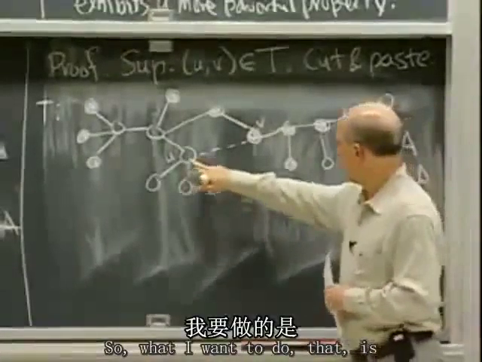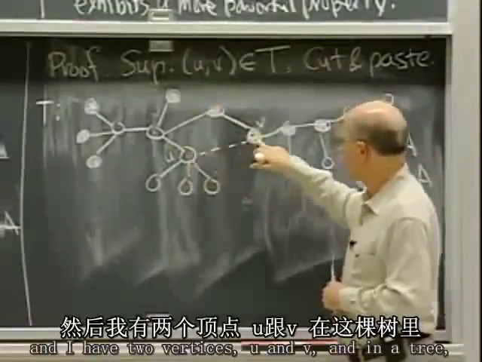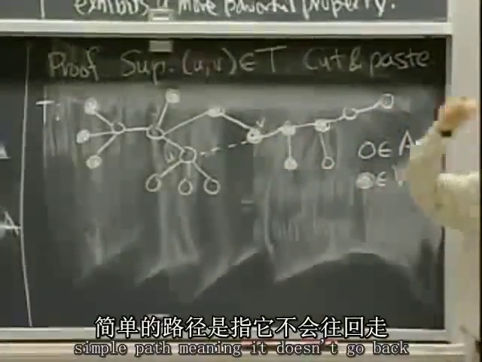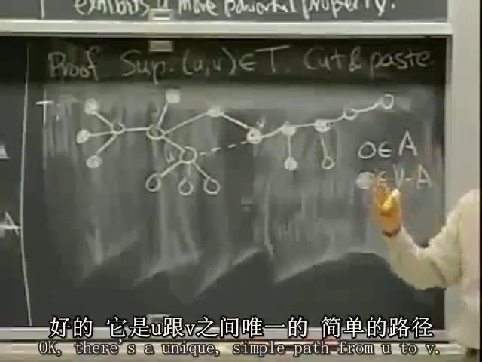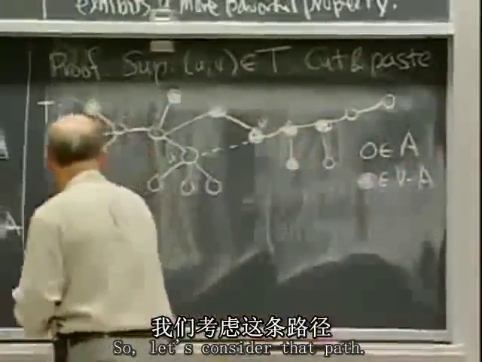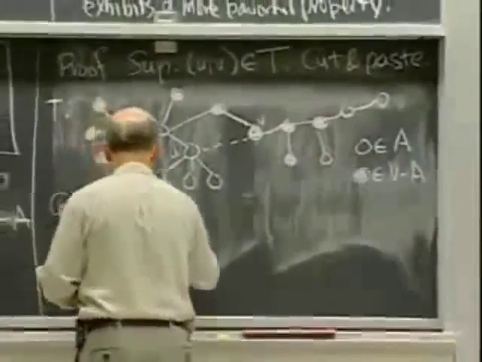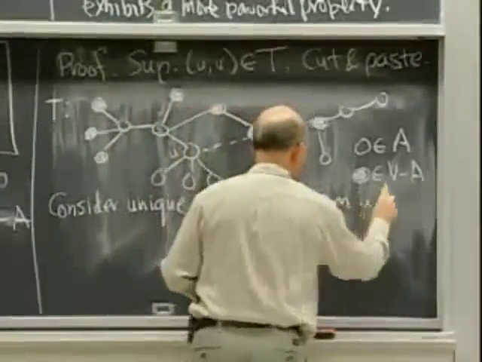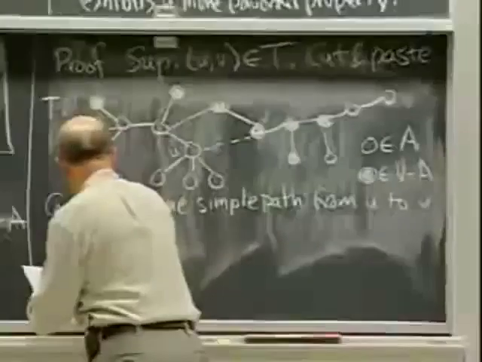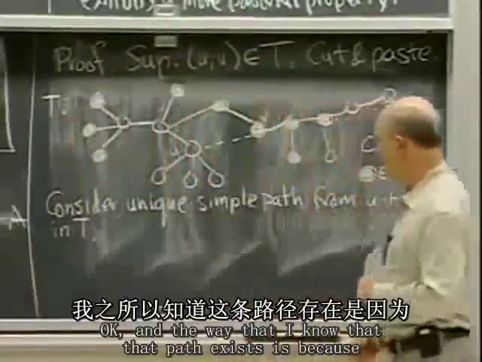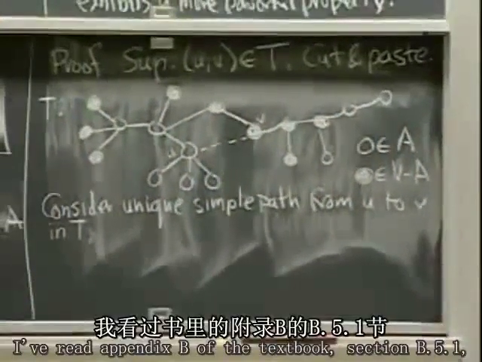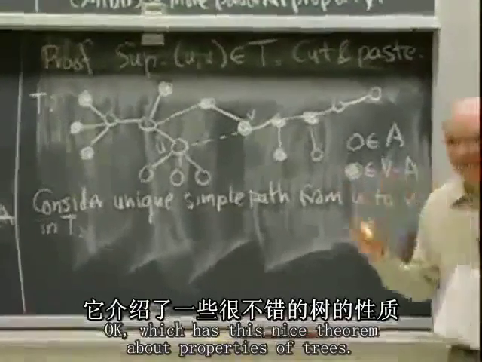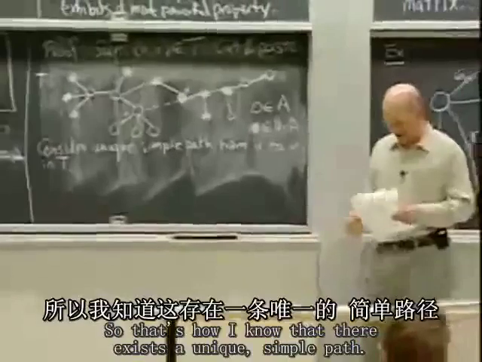So what I want to do then is I have a tree here, T. And I have two vertices, U and V. And in a tree, between any two vertices, there's a unique simple path. Simple path meaning it doesn't go back and forth and repeat edges or vertices. There's a unique simple path from U to V. So let's consider that path. And the way that I know that that path exists is because I've read Appendix B of the textbook, section B.5.1, which has this nice theorem about properties of trees. So that's how I know that there exists a unique simple path.